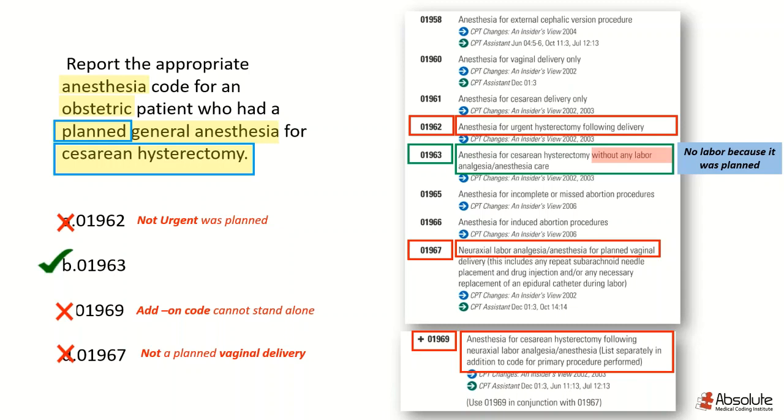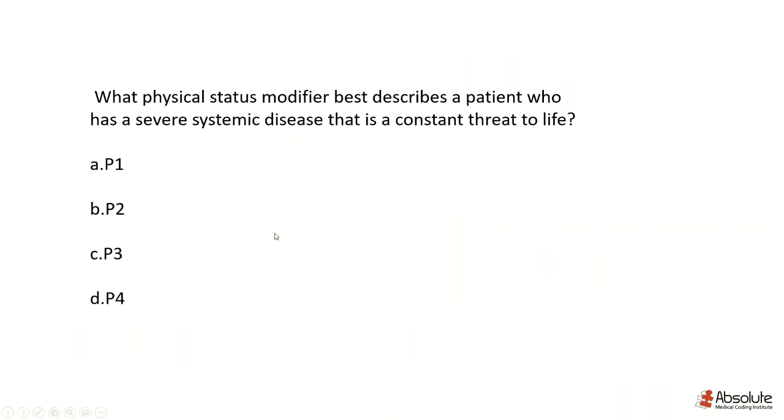All right, so hey, you guys blew it out of the water. I'm gonna give you guys like 30 seconds to locate this. What is the physical status modifier that best describes a patient who has a severe systemic disease that is a constant threat to life? Are they P1, P2, P3, or P4? All right, guys, I'm giving you about 30 seconds and then.